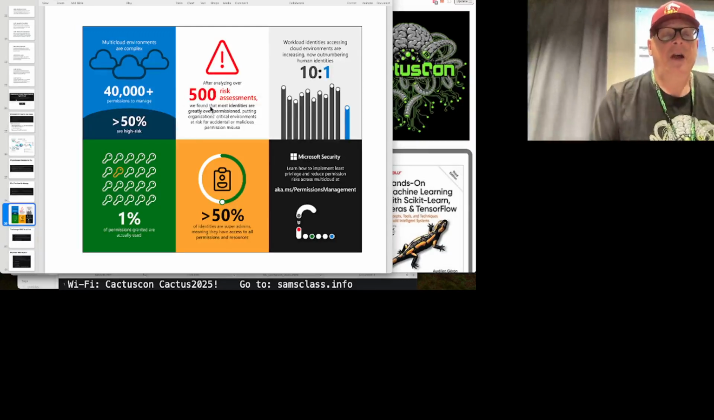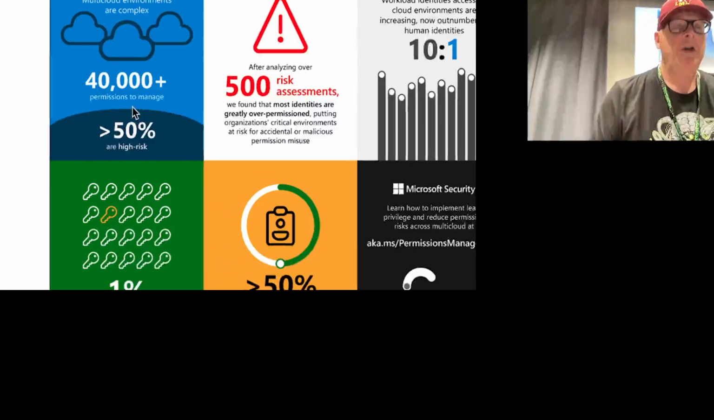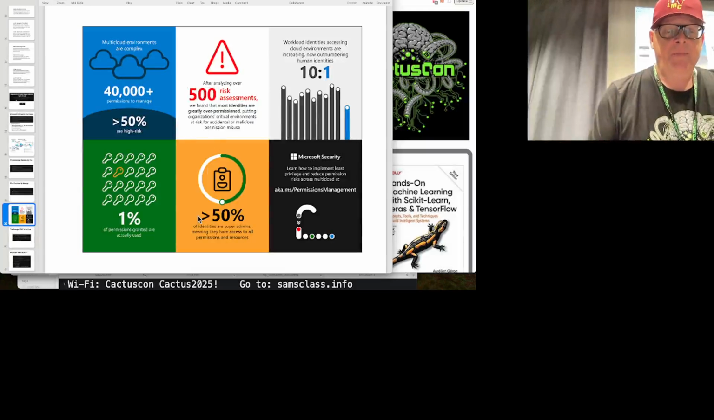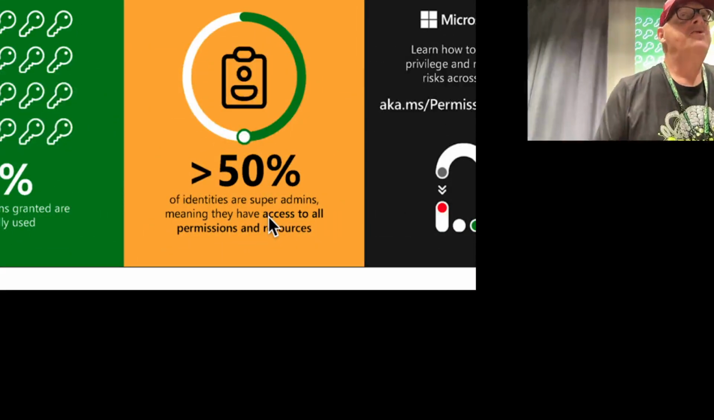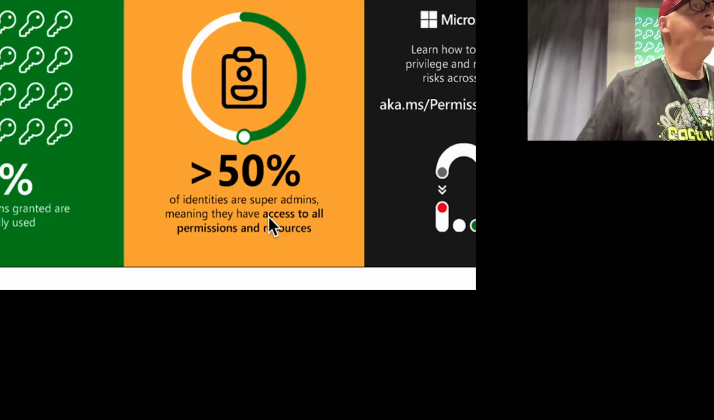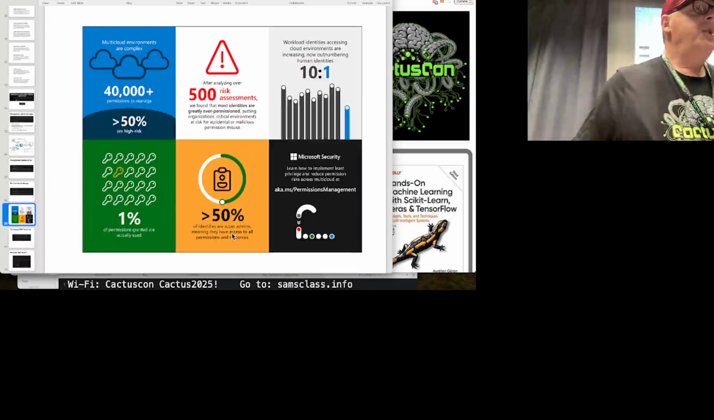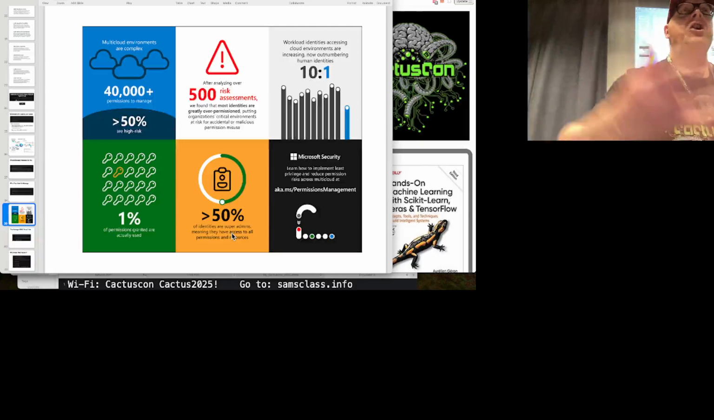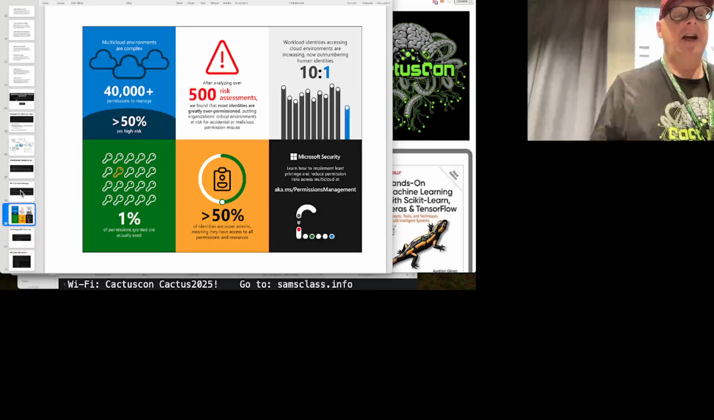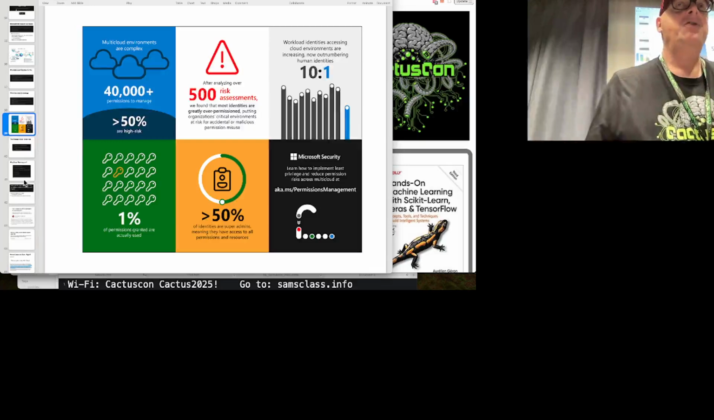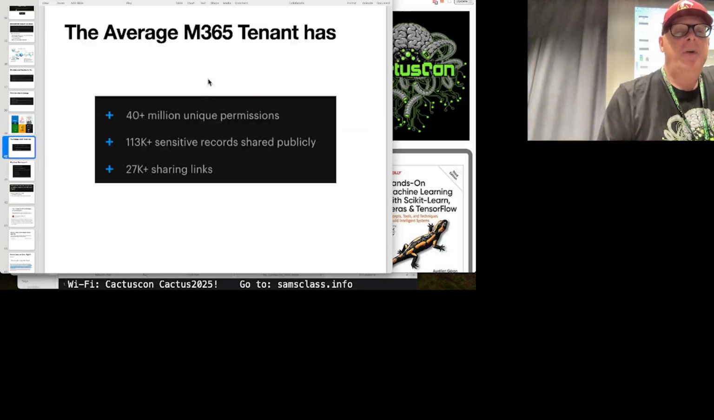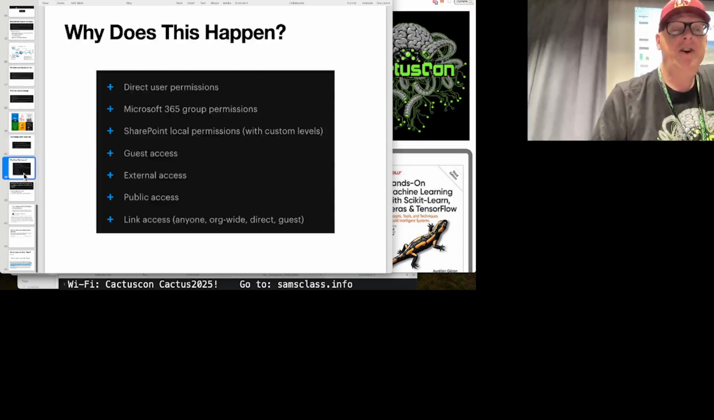And so here's a fun infographic. A typical multi-cloud environment has 40,000 permissions to manage, half of them high risk. And over 50% of the identities are super administrators having full access to everything. You know, you throw this stuff in the cloud, there's all these permissions, a bunch of them are automatically generated, things are being shared by applications. Most of the stuff in the cloud is not in fact being secured very well because it's too complicated and confusing. So the average Microsoft 365 tenant has some ridiculous number of permissions, some ridiculous number of files are shared. And this happens because there's all these automated processes creating sharing and permissions and accounts that people don't understand.